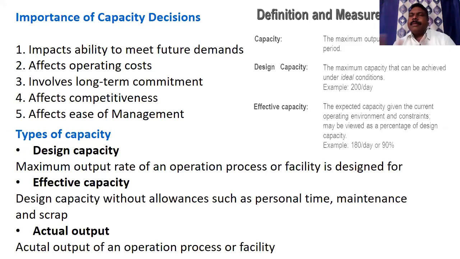Coming back to measurements of capacity: how do you measure it? It is the maximum output of a system in a given period. Design capacity is the maximum capacity that can be achieved under ideal conditions. In the example they have given, it is 200. Effective capacity is the expected capacity given the current operating environment constraints, viewed as a percentage of design. You can see that 90% is there. Design capacity is 200 per day. Here the example is 1 ton. As I said, it was 10 tons and it is going to work for 8 tons correctly.